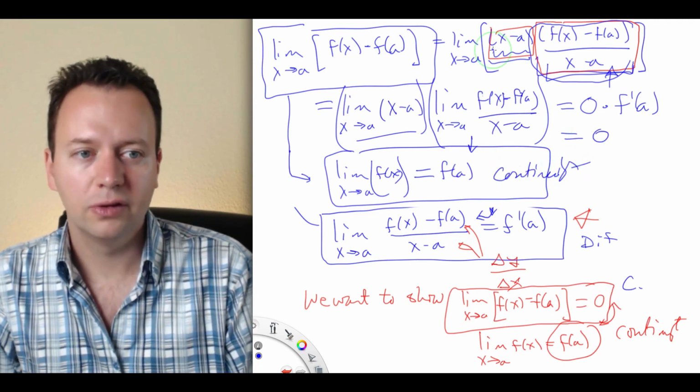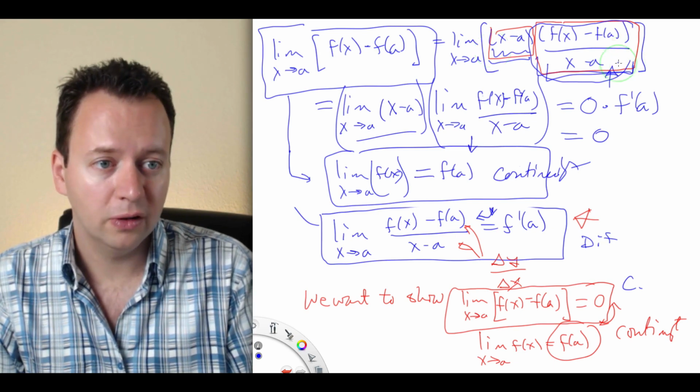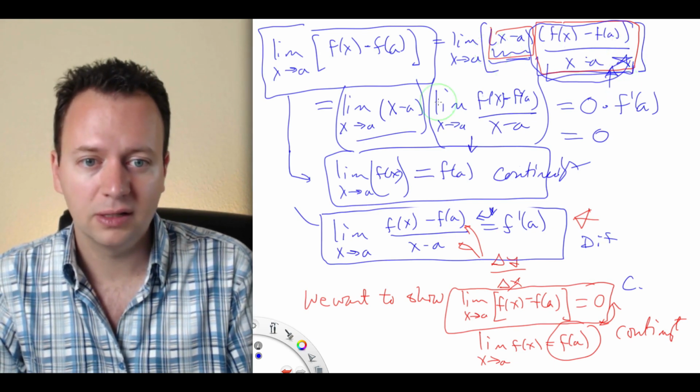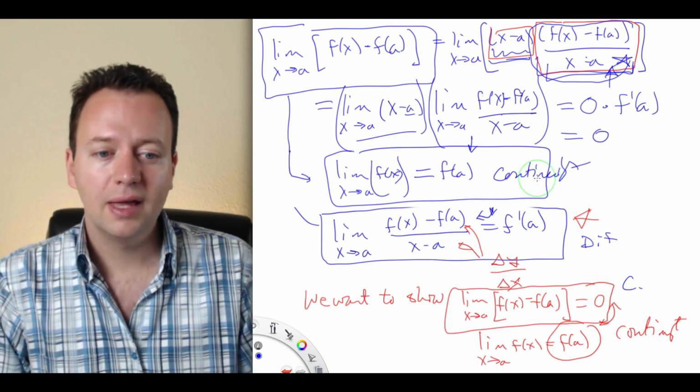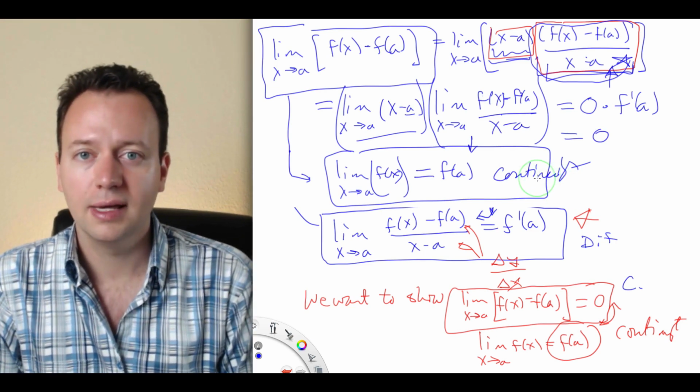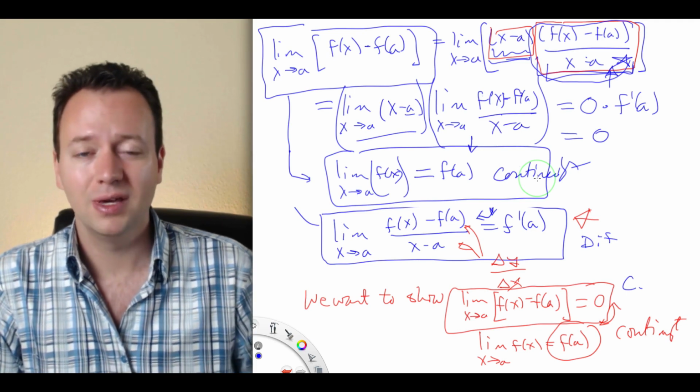So we started off with differentiability, and we used differentiability in order to separate this into two separate limits, and then that proves that the function is continuous. So that's a proof that whenever a function is differentiable, it must also be continuous.